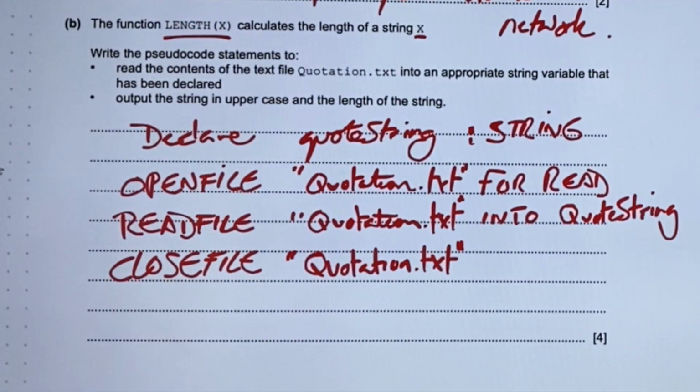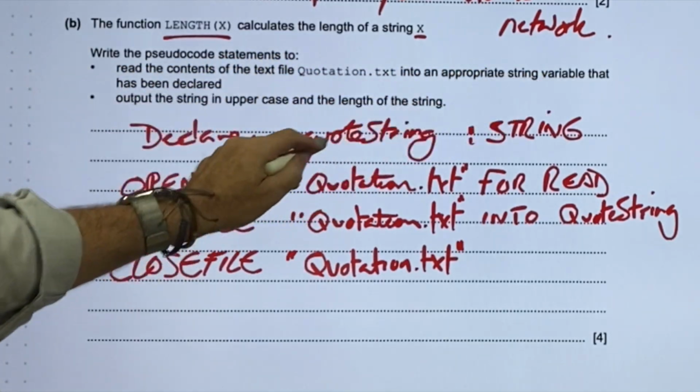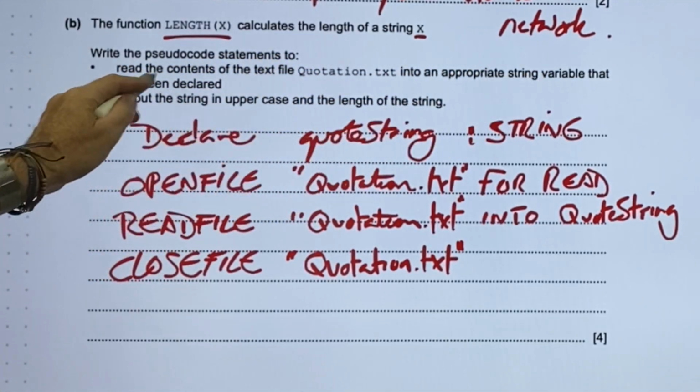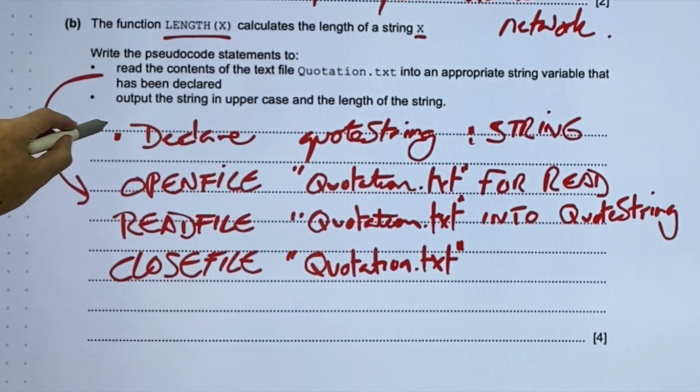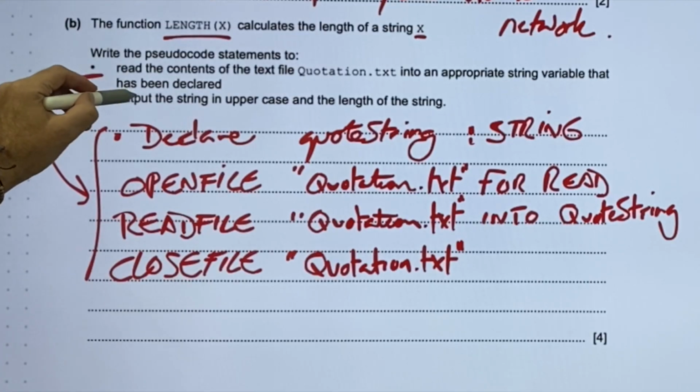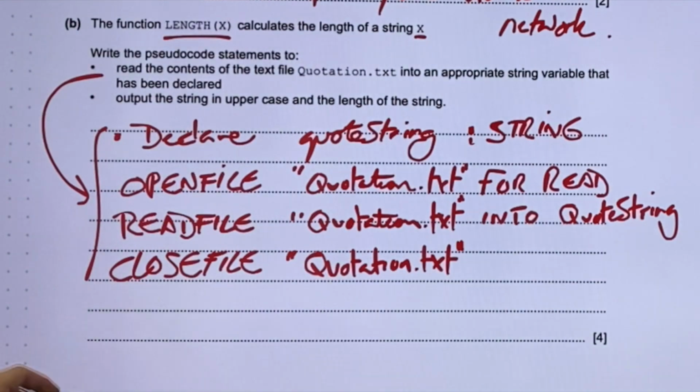Okay, so what do I do then? I've read the contents of the text file quotation into an appropriate string variable, which I've called quote string, and I've declared it. I've done all that. But now, output the string in uppercase and the length of the string. Two parts.